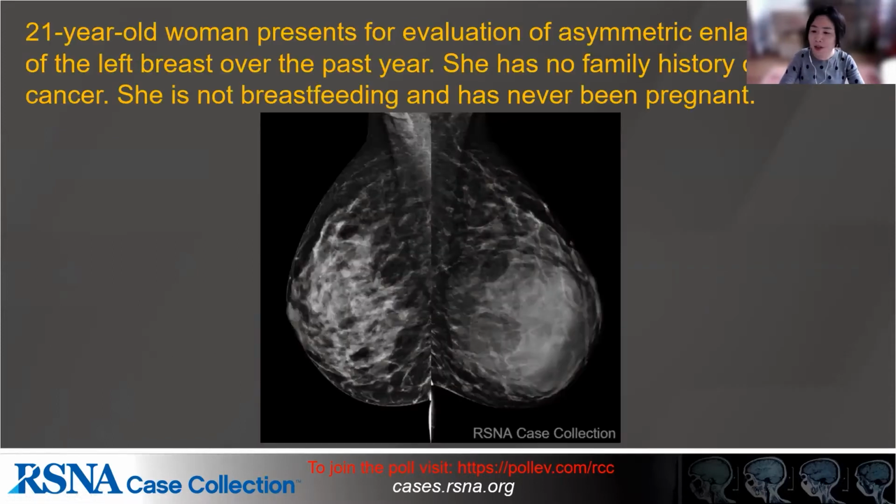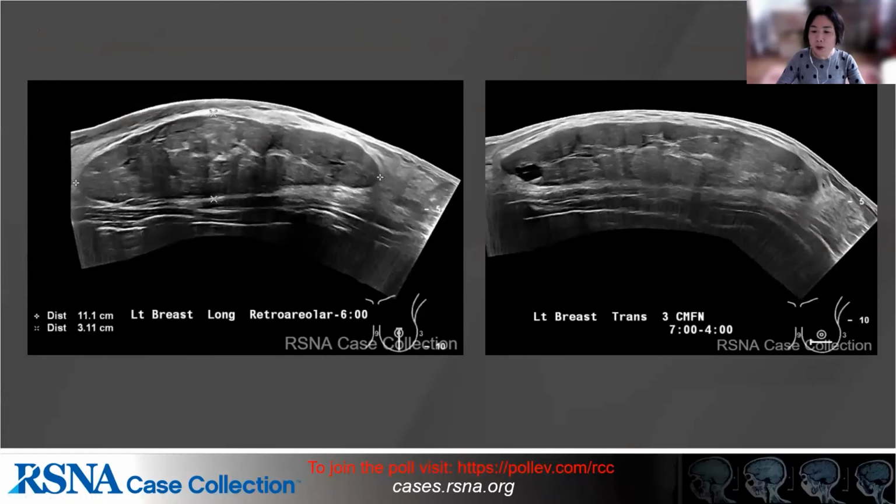So moving on to case number 2. This is a 21-year-old woman who presented with asymmetric enlargement of her left breast over the past year. Importantly, she is not pregnant or breastfeeding. She has no family history of breast cancer. And I'm showing you bilateral MLO mammographic views to show the asymmetric involvement of the left breast. Targeted ultrasound was performed and demonstrates an 11-centimeter mass in the left breast, which correlates with mammography findings.